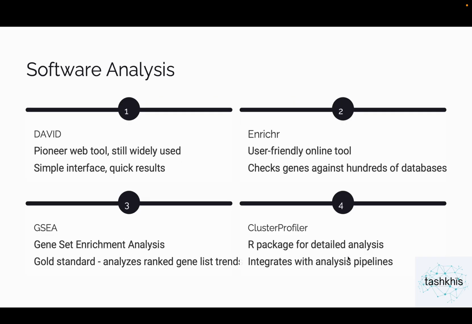So once you have your suspect list of genes and your pathway maps, you need software to compare them. In terms of software analysis tools, some of the most popular ones are DAVID, which is one of the earliest web tools and is still widely used today. Enrichr, a user-friendly online tool that quickly checks your gene list against hundreds of databases. And Gene Set Enrichment Analysis, often considered the gold standard. It doesn't look at which genes are significant, but at how the entire ranked list of genes trends together. And lastly, clusterProfiler. It's an R package that lets you do enrichment inside your analysis pipeline.